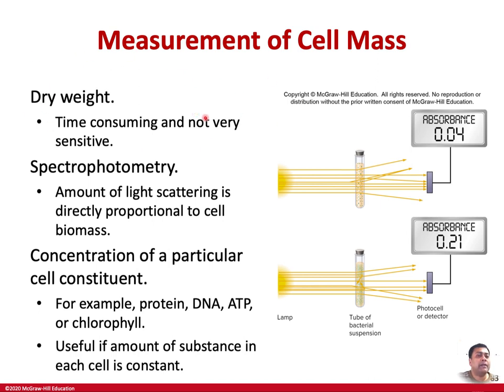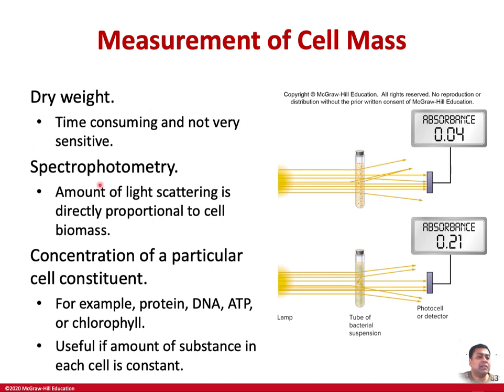So let's take a look at these methods. One is dry weight. Time consuming, not very sensitive. You can just collect the cells as a cell pellet by centrifugation. You can weigh that. And before you do that, you have to dehydrate the bacteria so that there is no water mass present in there. Then you can take the dry weight.